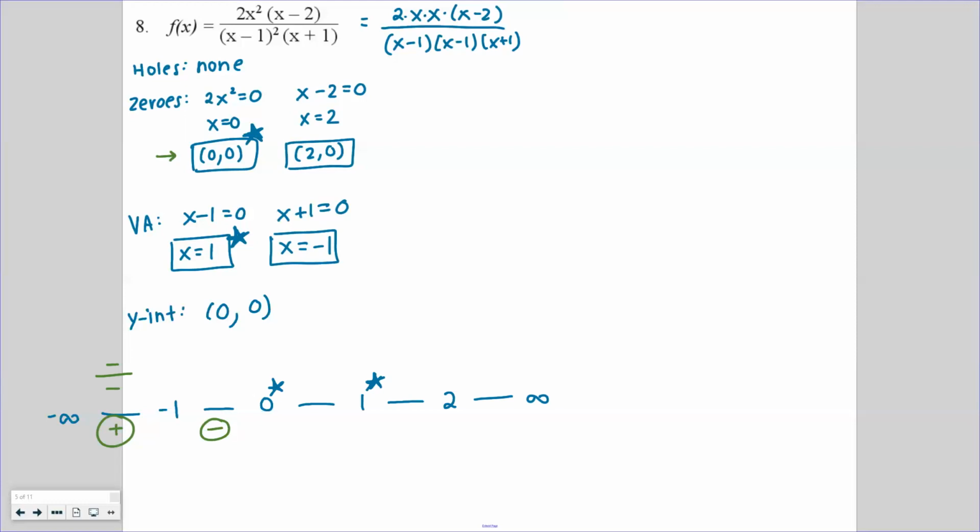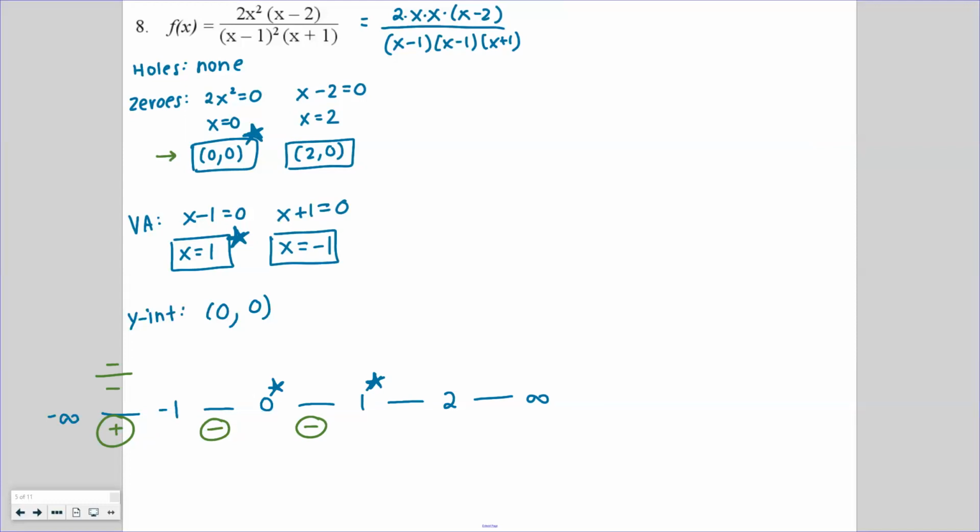But then we get to zero. And that was a special zero. We put a star next to it because the factor that gave us zero was being squared, being raised to an even power. Anytime we've got those special cases, the sign won't change. So the sign to the left of zero is negative, which means the sign to the right of zero is also going to be negative. The sign does not change around zeros or vertical asymptotes that were being raised to even powers.